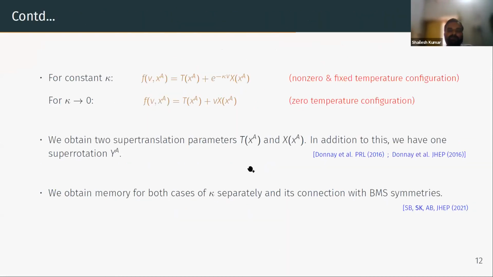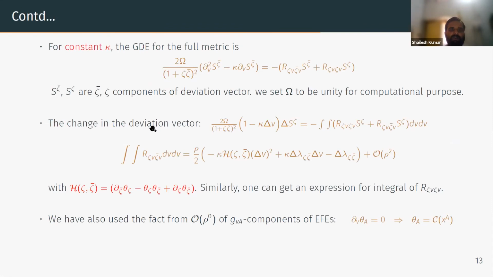So that is the main distinguishing feature from the far region memory effect, or you can say far region BMS analysis. And for these two separate cases, we have provided our displacement memory and its connection with asymptotic symmetries. As a result, for this metric, we have this geodesic deviation equation, and the solution of the geodesic deviation equation can be written in this form.